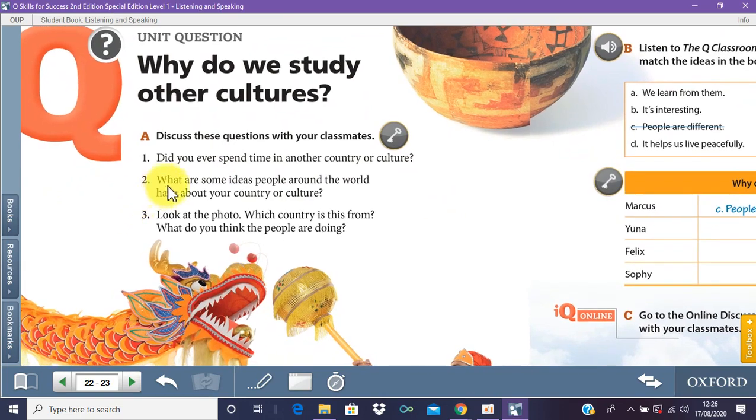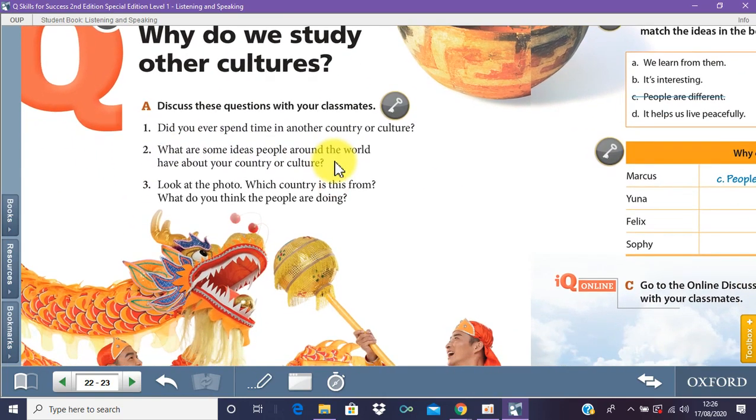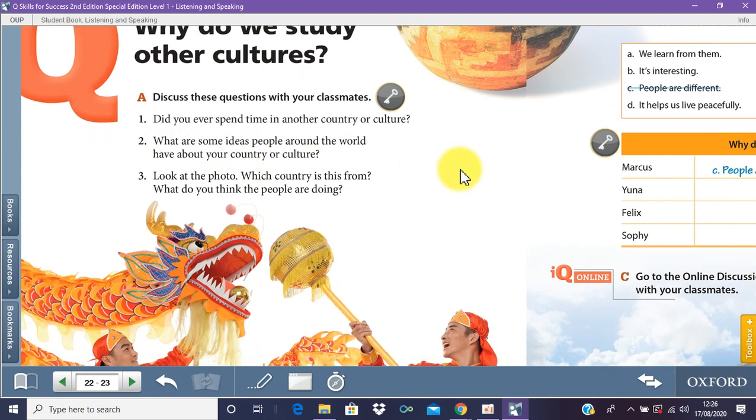Question number 2. What are some ideas people around the world have about your country or culture? Now, this is a very interesting question. I always ask my students, what do people around the world think? Someone like me, before I come to Saudi Arabia, what do they think about the country and the culture? Before I came to Saudi Arabia, I'm not going to lie to you, I thought it's very strict. Quite a few of my friends said Saudi Arabia is very strict, and it would be very hard for me to live there.